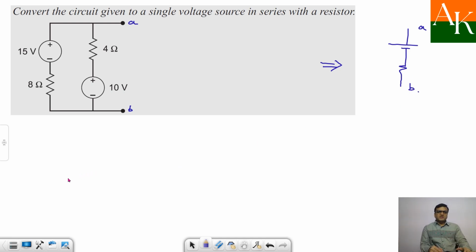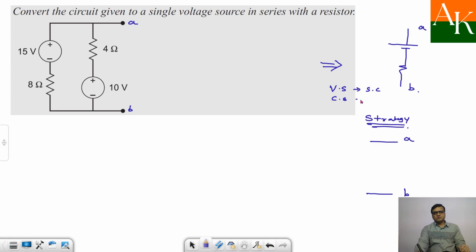While solving a numerical on source transformation, I will give one simpler technique. First we have to build a strategy: which source has to be converted into which type of source. So I will keep A as it is, B as it is. You remove the voltage source. Remove the voltage source means what? A voltage source you have to replace by a short circuit, and if there is a current source you have to replace it by an open circuit, and you have to draw a rough diagram for this.